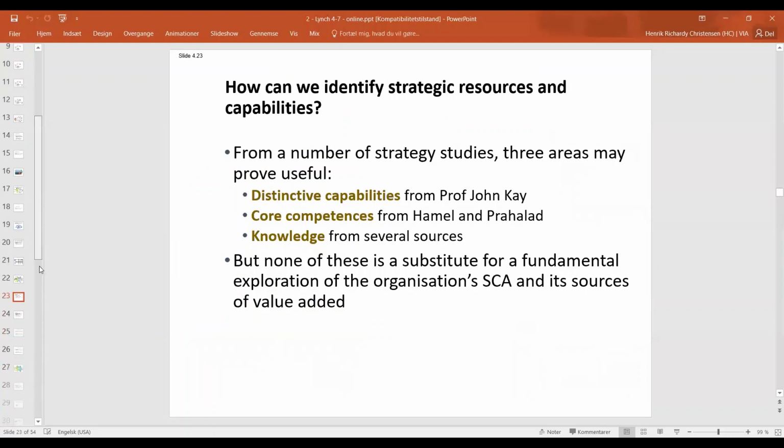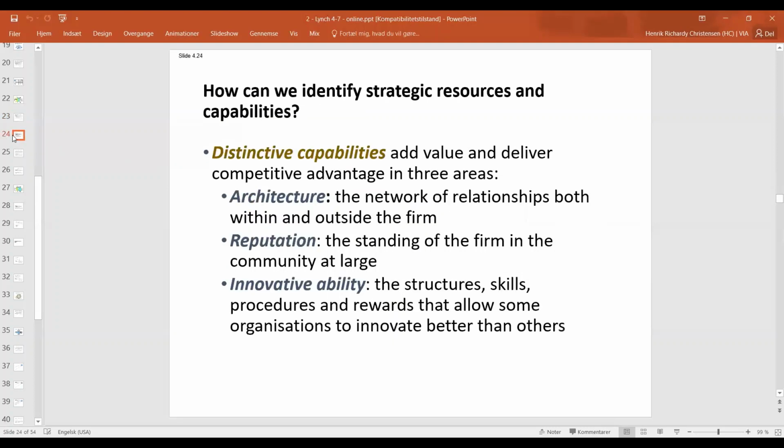So we have different ways to look at it, and we have different researchers. We have John Kay, for example, Hamel and Prahalad, and they are talking about distinctive capabilities, core competences, and knowledge. So this is just a way to understand how our resources come through and can be used in our organization. And we'll try to take a look at these one by one.